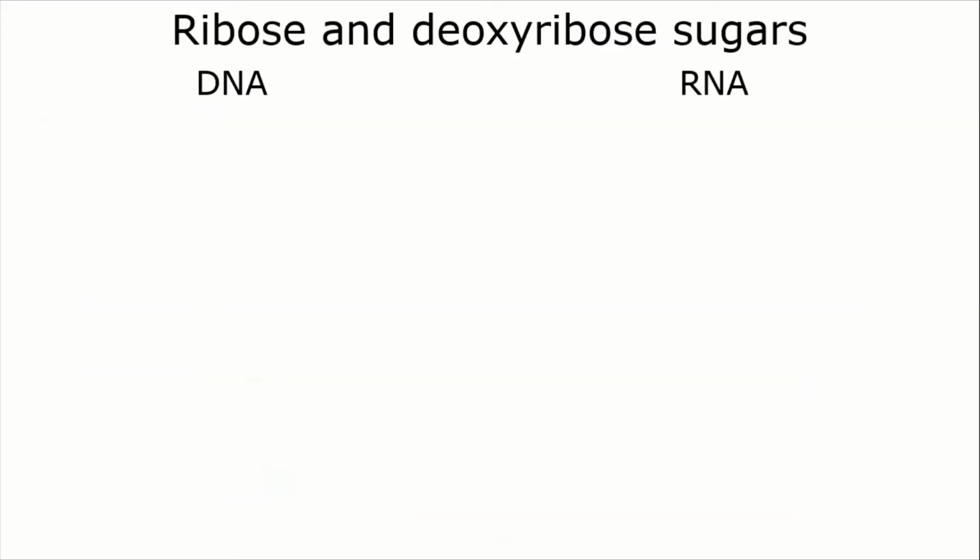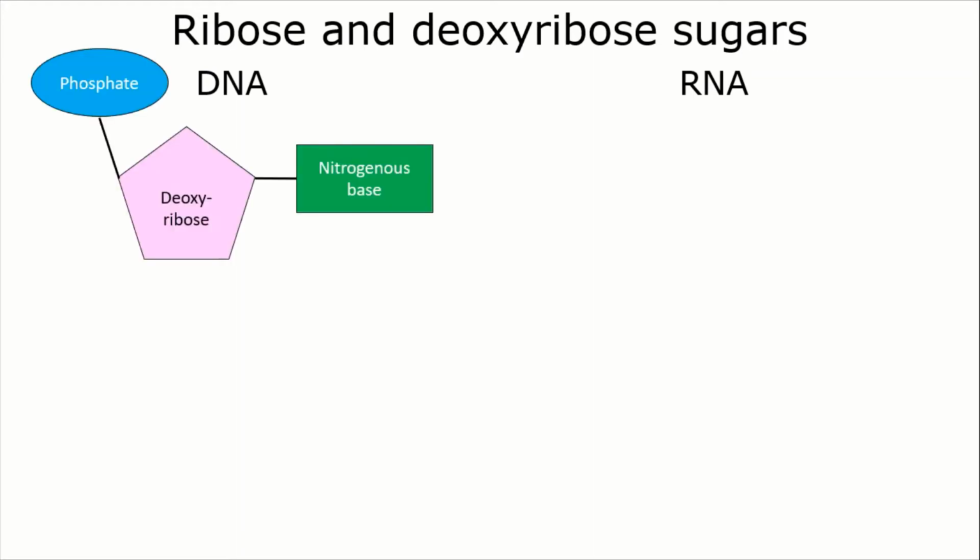So now we're going to move on and talk about ribose and deoxyribose sugars. And these are the types of sugars that are present in DNA and RNA and account for some of the differences between the molecules. So if we have a look at DNA first, we can see that we've got our pentose sugar, our phosphate group, and our nitrogenous base. However, the sugar in DNA is known as a deoxyribose sugar, and this can be seen in DNA's full name. It's known as deoxyribose nucleic acid, so DNA.